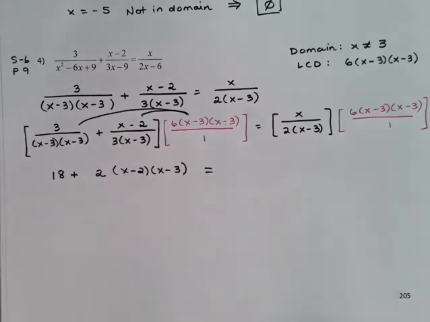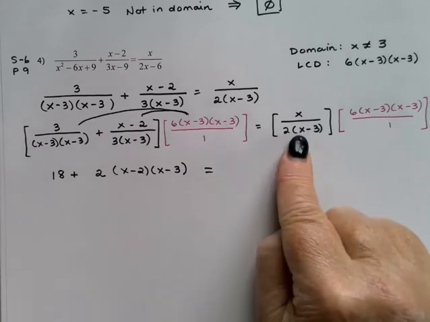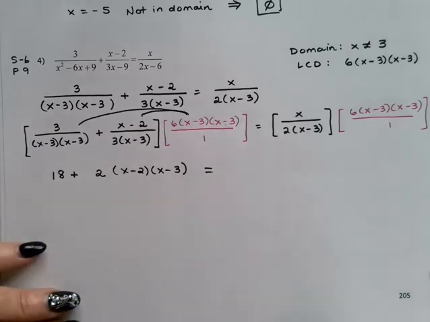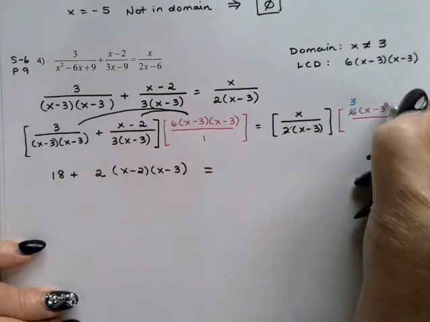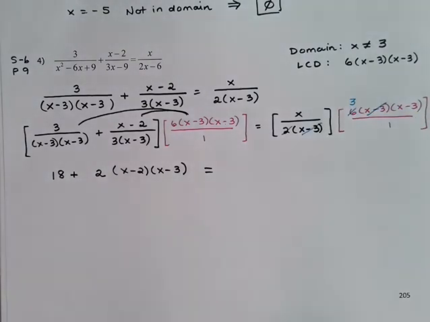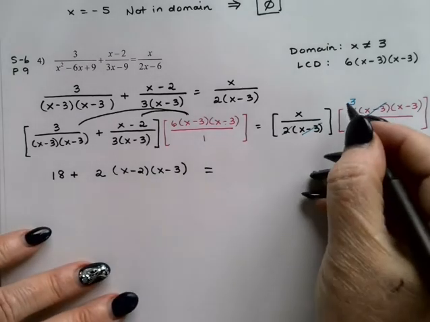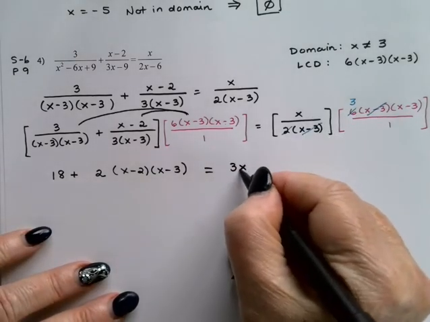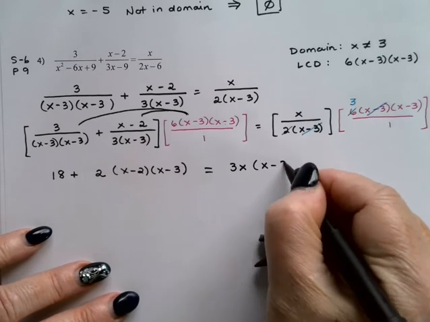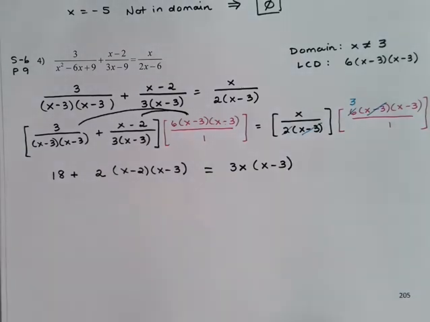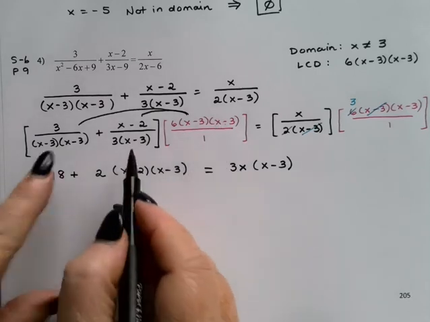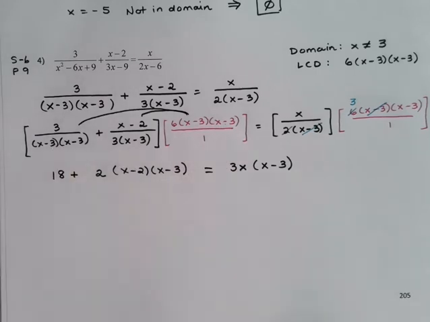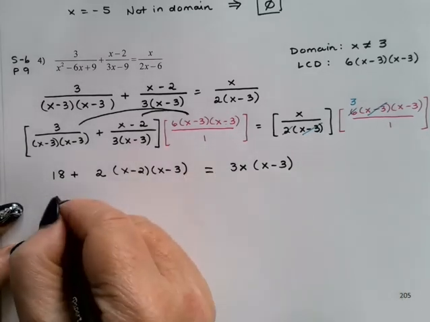All right, the other side. This one's nicer because I've only got one term inside my brackets. 6 divided by 2 is 3, and one of the x minus 3's will divide out. So I have 3x times the other x minus 3. Again, if it helps you to write out one additional step where you multiply the LCD by each of these, by all means feel free to do that. All right, let's work on getting this simplified.